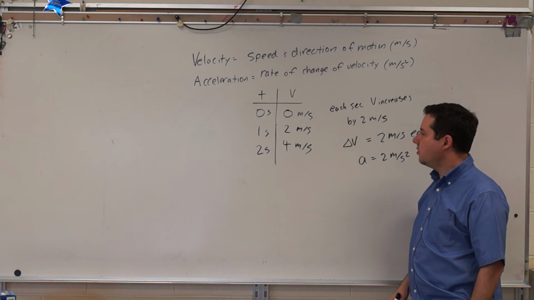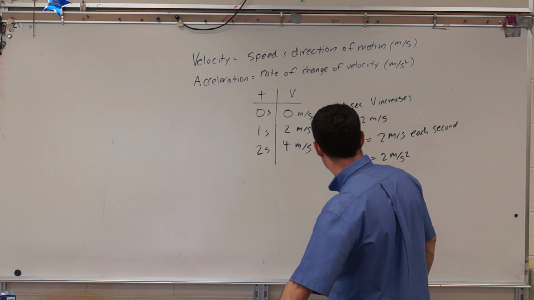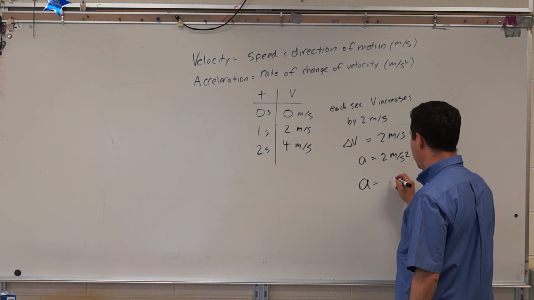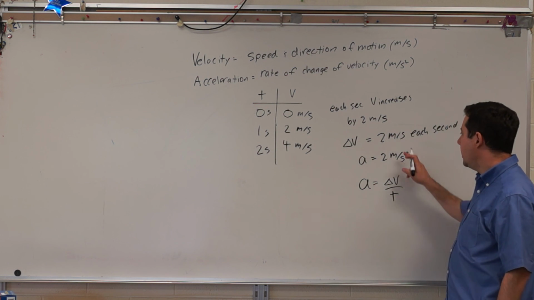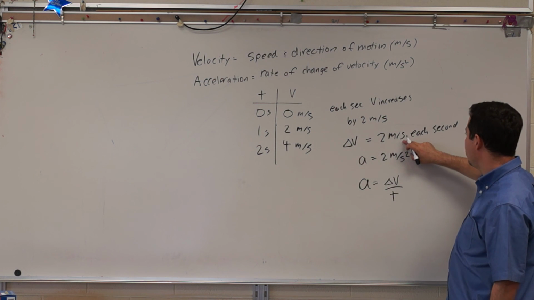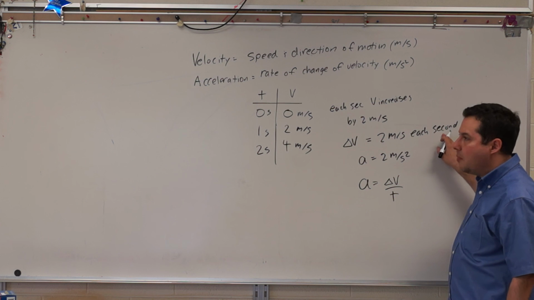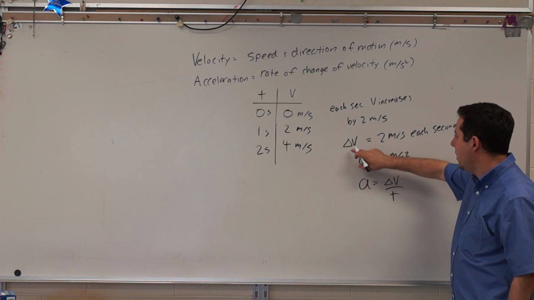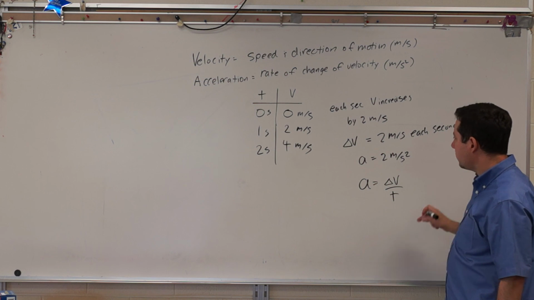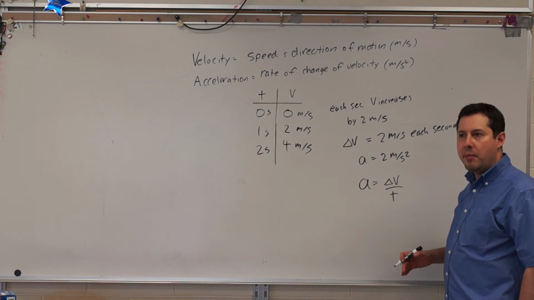You could put this into the form of an equation where acceleration is the change in velocity over time. In this case, change in velocity, delta v, is acceleration per second. So I'm just rearranging this to say delta v is acceleration times time. I hope that makes sense.